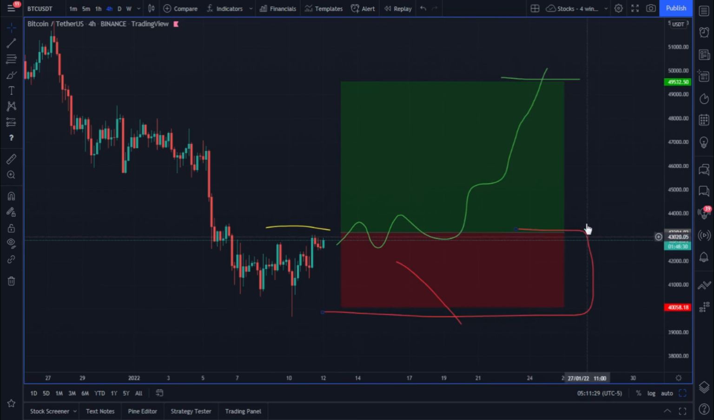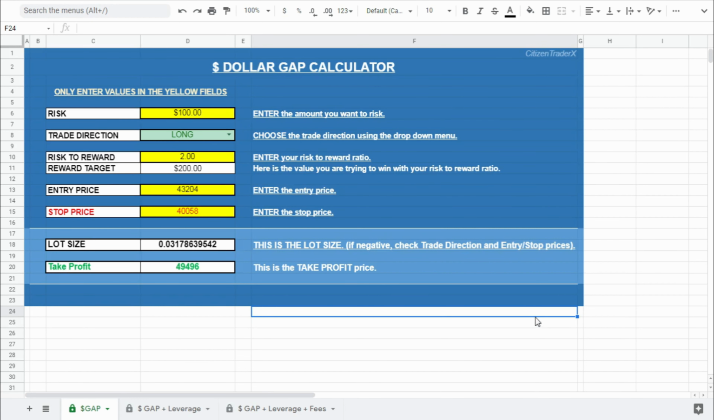So that's the simple calculator. Enter your entry price, enter your stop price, how much you wish to risk, what your risk to reward is, the direction you're going. And that's it. Let's do a short example.